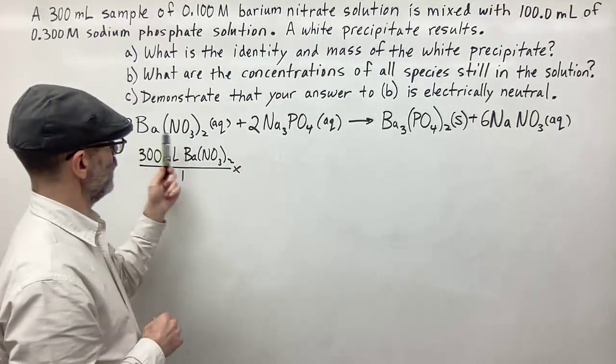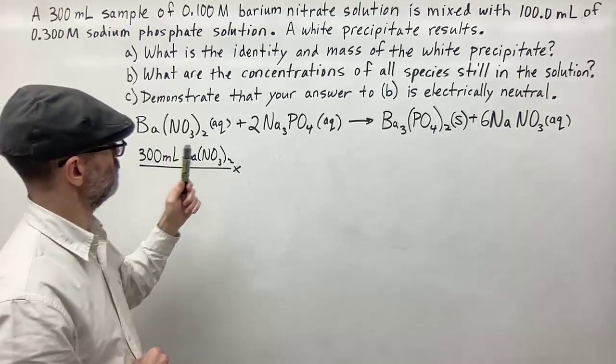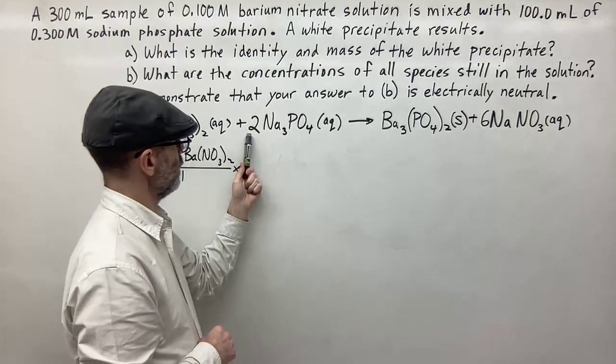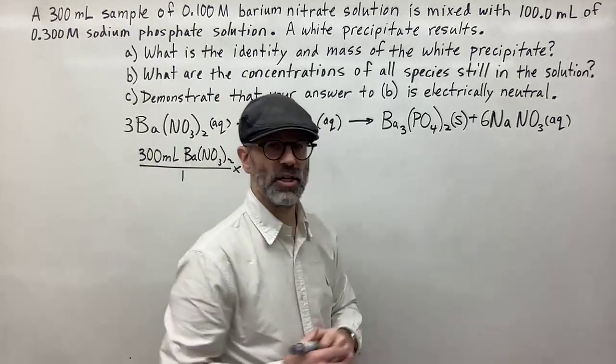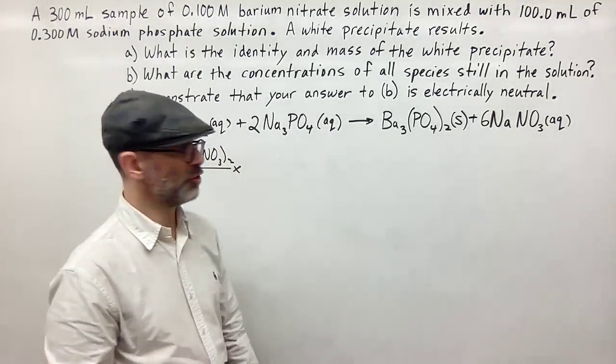Okay, so nitrates are balanced. My barium is still balanced. My sodiums are balanced. What about phosphate? Lastly, phosphate. So I have 2 phosphates, and over here I have 2 phosphates. So it's all balanced. Now that I have a balanced equation, I can go ahead and use stoichiometry.